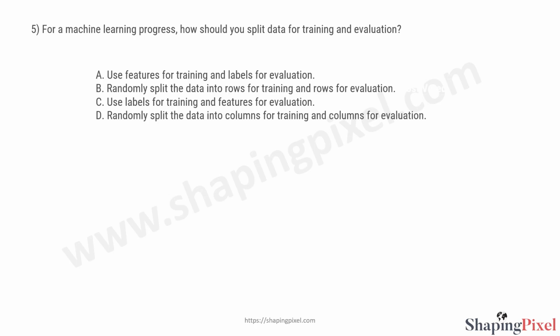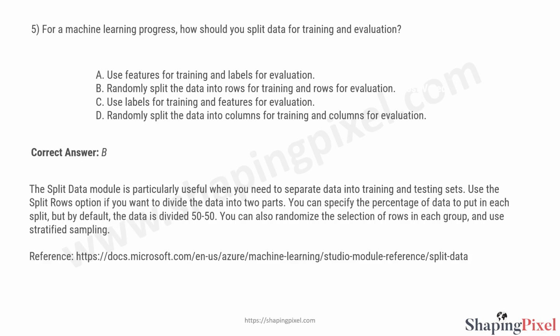So the right answer here is option B, randomly split the data into rows for training and rows for evaluation. The split data module is particularly useful when you need to separate data into training and testing sets. Use the split rows option if you want to divide the data into two parts. You can specify the percentage of data to put in each split, but by default the data is divided 50-50. You can also randomize a selection of rows in each group and use stratified sampling.